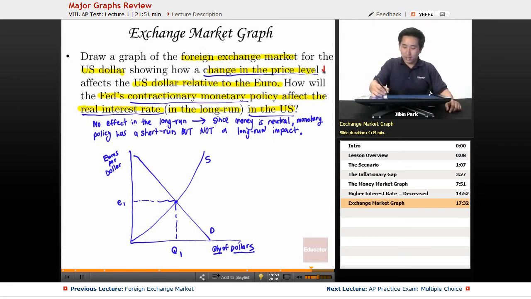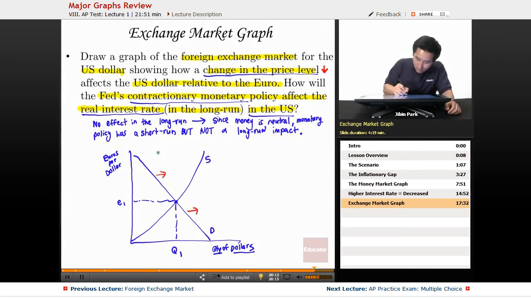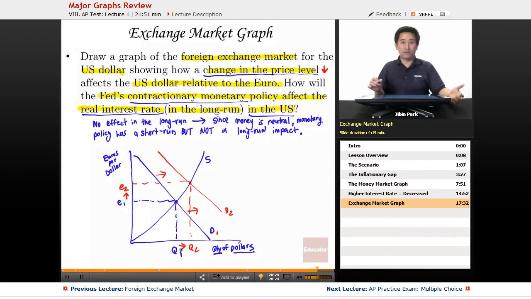The change in the price level, so this is dependent on what you had before. Now the change in the price level, it went down. Okay, so if the change in the price level goes down, things become cheaper in the United States, and therefore the demand for US currency is going to increase. So demand increases from D1 to D2, and you have Q2 right here, and you have E2 right here. Okay, so the quantity of US dollars is going to increase because the demand for US dollars increases.